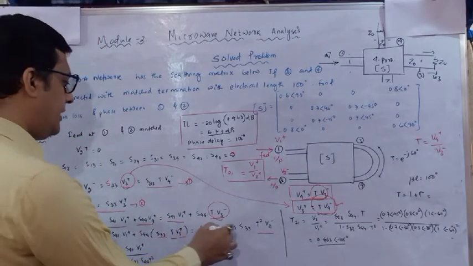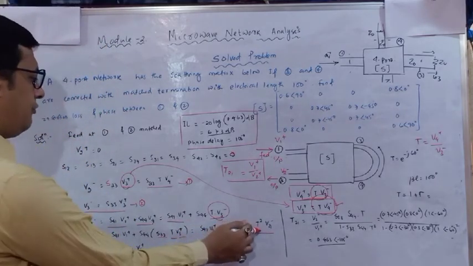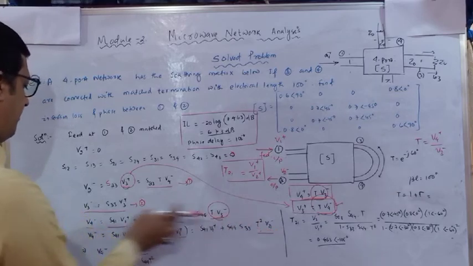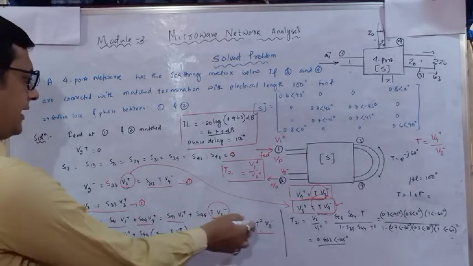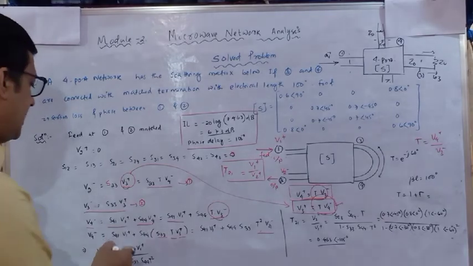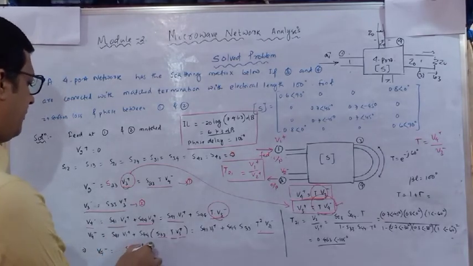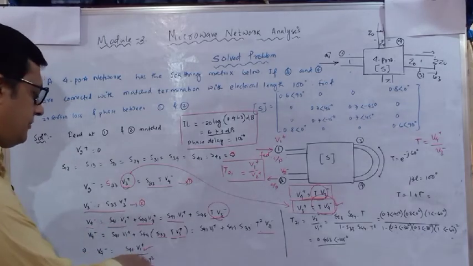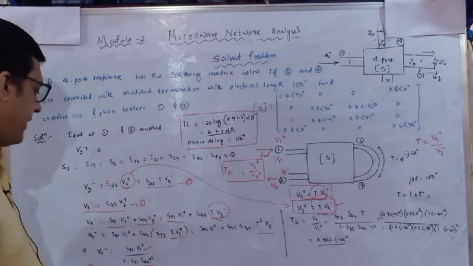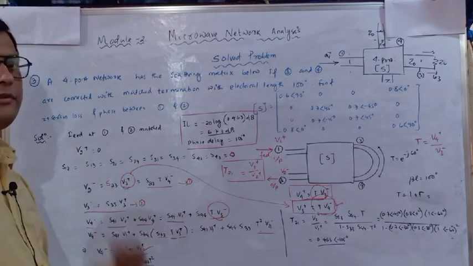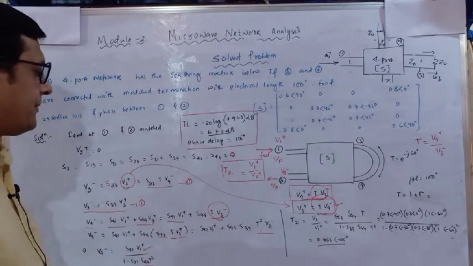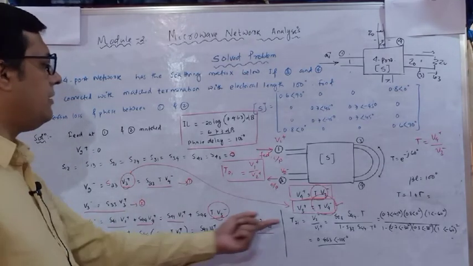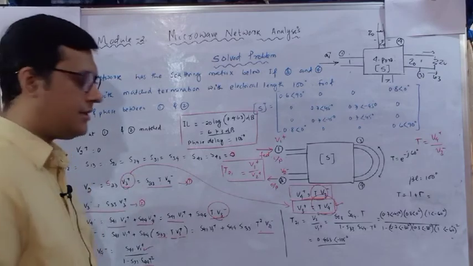Now in this you can see V4 plus is available. Take this component to the left hand side. So if you are taking this component to the left hand side, you will get S41 into V1 plus divided by 1 minus S33 S44 T square. But why are we using this? With the help of the transmission coefficient. Okay. Now once it is identified, we will proceed to the insertion loss relation.